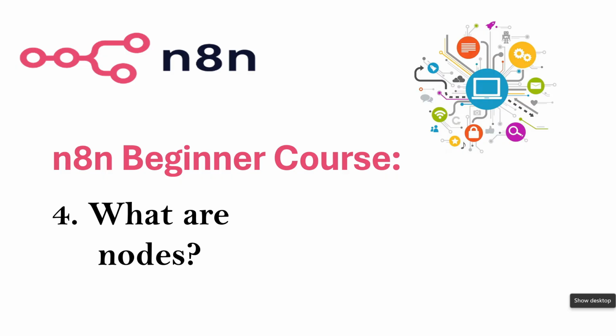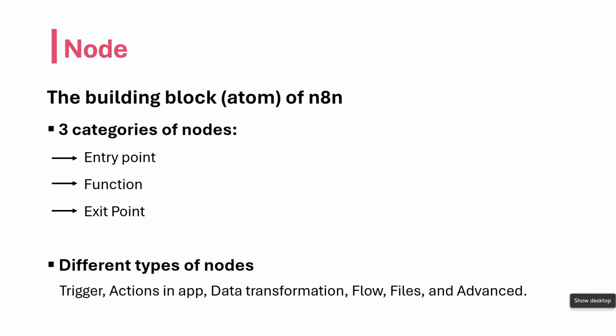There are three main categories of nodes in n8n. First is entry point, second is function, and third is exit point. So the entry point nodes start your workflow. For example, a webhook trigger, when an API call hits a URL. The Cron node starts on a schedule. Then there is a manual trigger, when you run the workflow manually. Think of this as the start button for your automation.